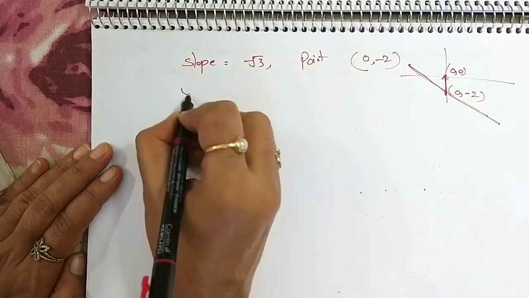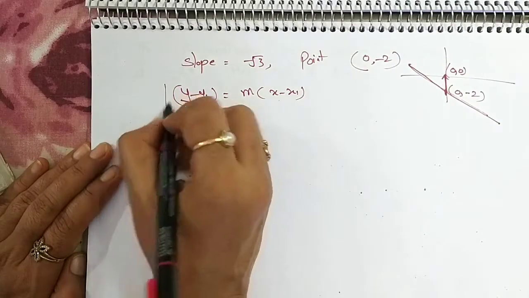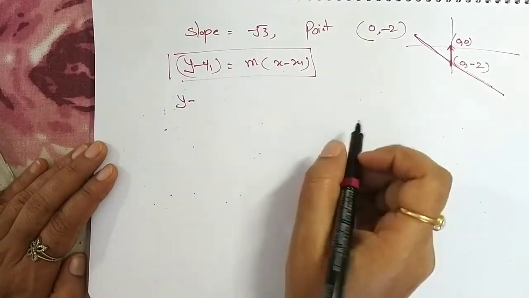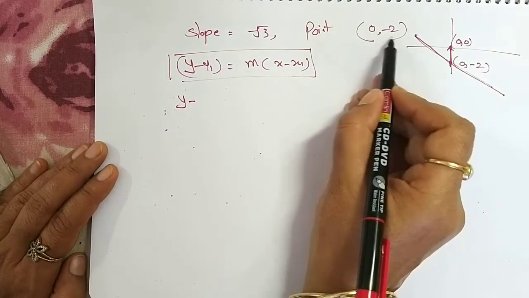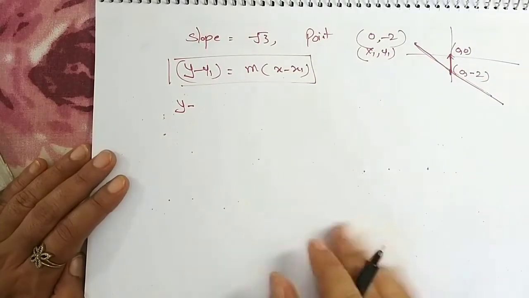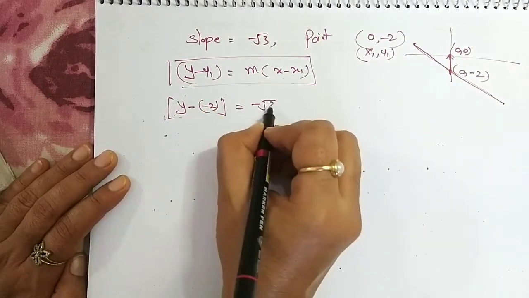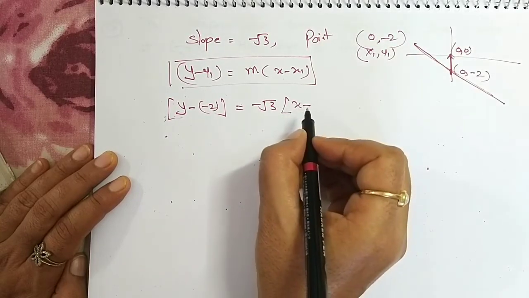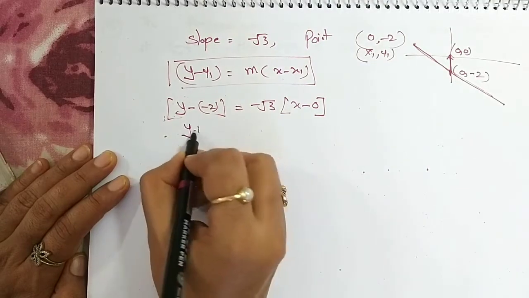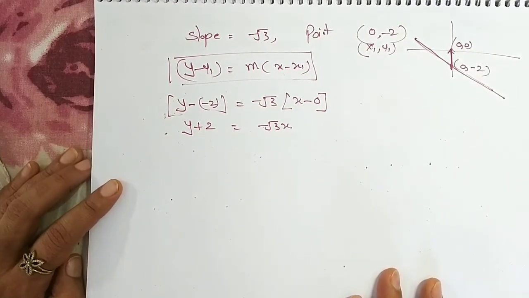Okay, so we will apply y minus y1 equals m into x minus x1. So what is y minus y1? x1 and y1 is this point, so this is x1 and this is y1. So y minus y1 is y minus of minus 2. M is minus root 3. x minus x1 is 0. And this is the slope. So it will be y plus 2 equals minus root 3 into x.